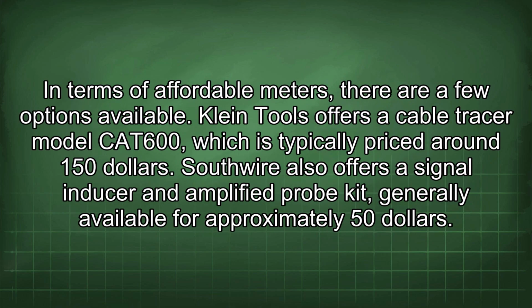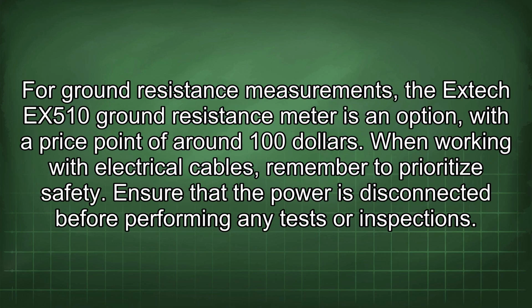In terms of affordable meters, there are a few options available. Klein Tools offers a cable tracer model C8600, which is typically priced around $150. Southwire also offers a signal inducer and amplified probe kit, generally available for approximately $50. For ground resistance measurements, the Extec EX510 ground resistance meter is an option with a price point of around $100.